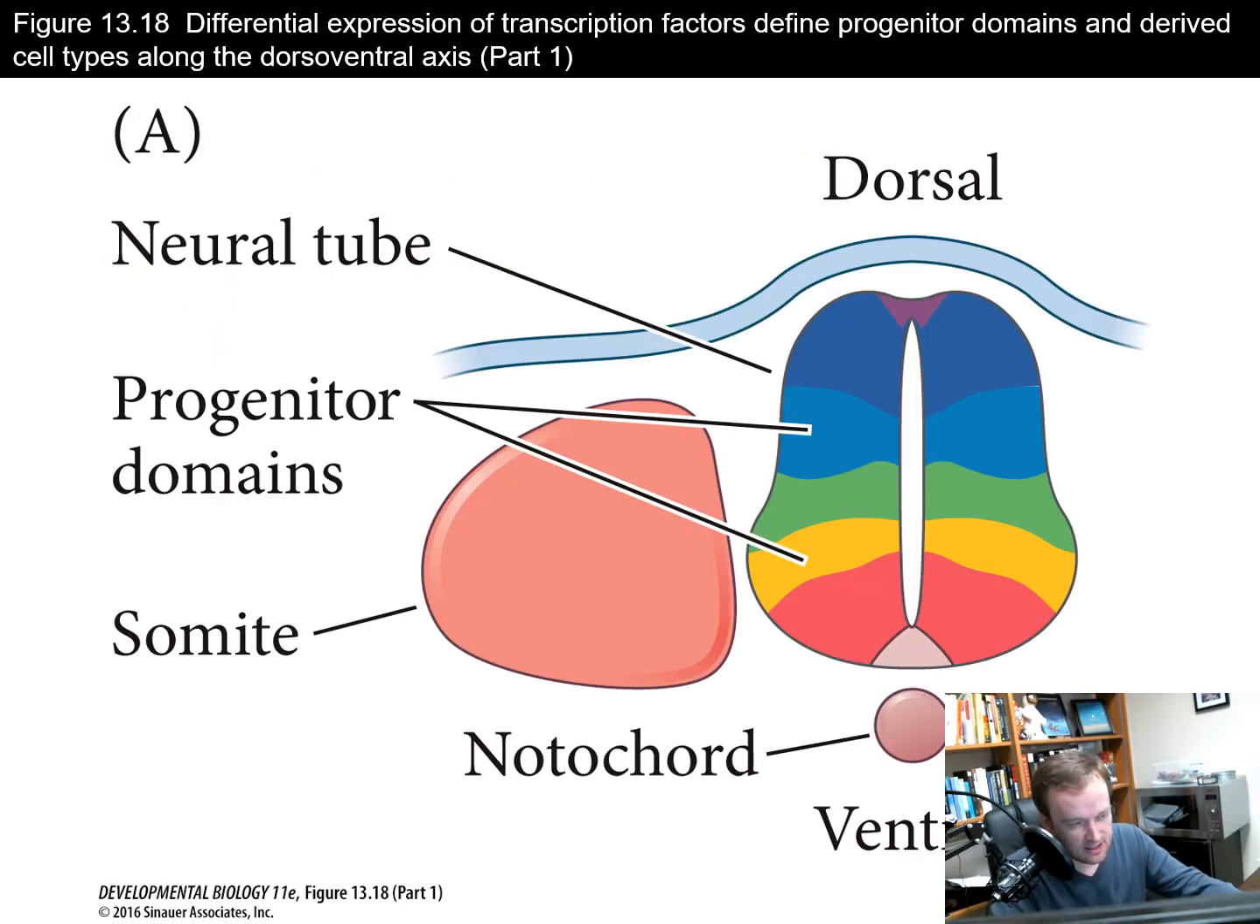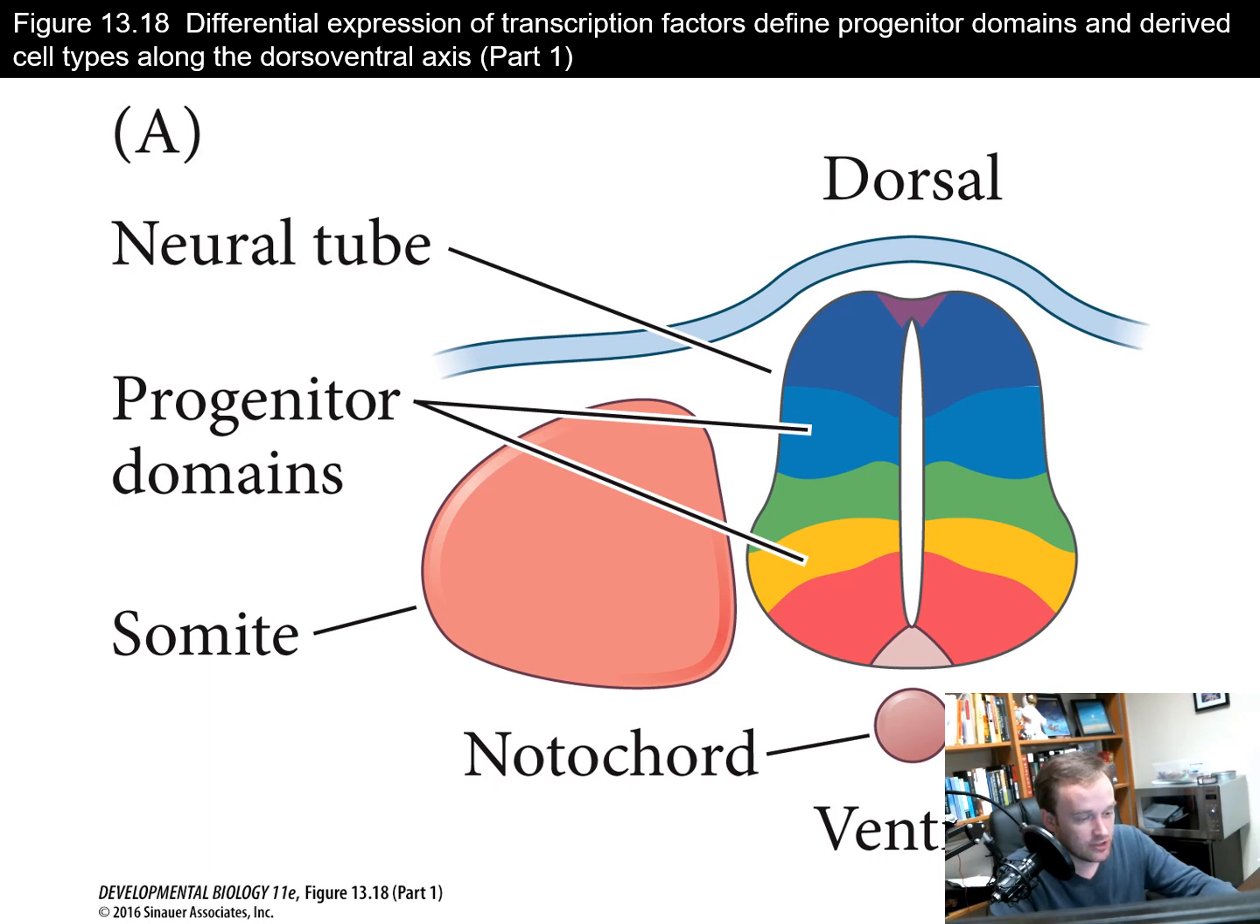So looking at the dorsal-ventral view, we have differentiation in the developing neural tube as well. And so early in neural tube development, the neural tube is made up of neuroepithelial progenitor cells that can be divided into these different color domains that we have here. And that is based on these unique complement of transcription factors in each domain.